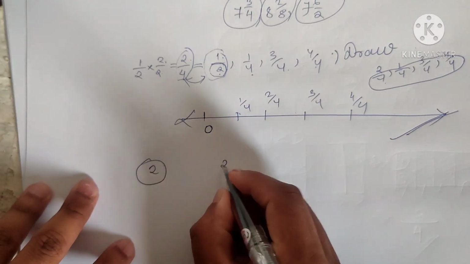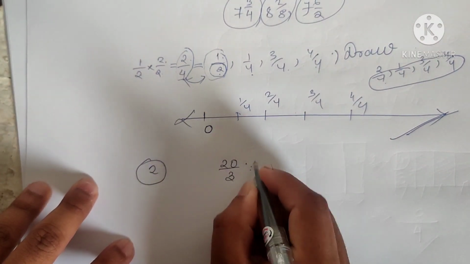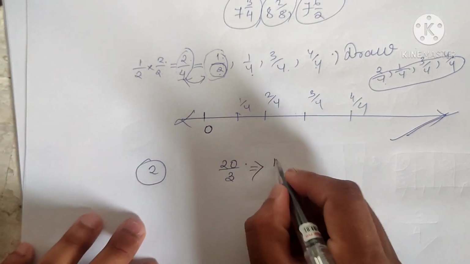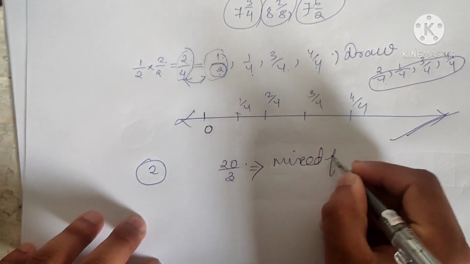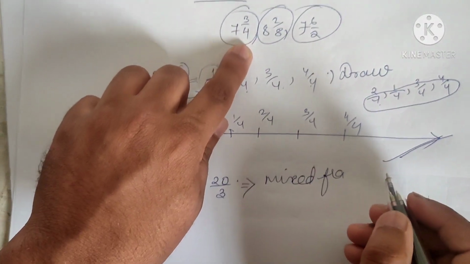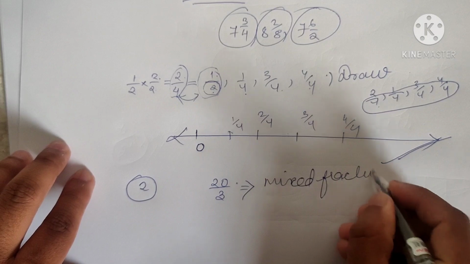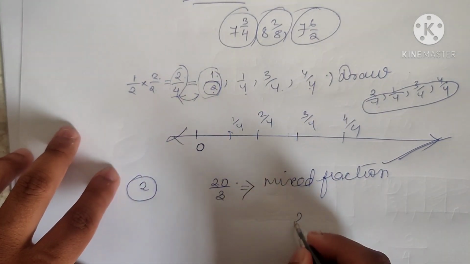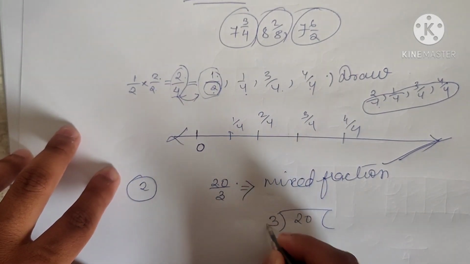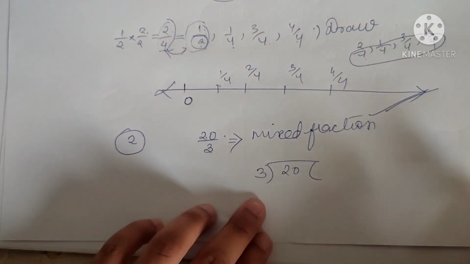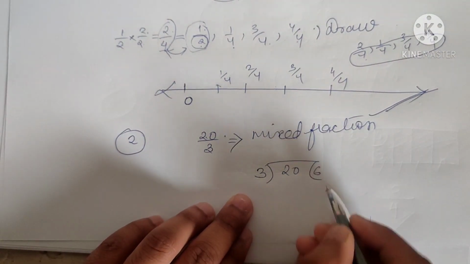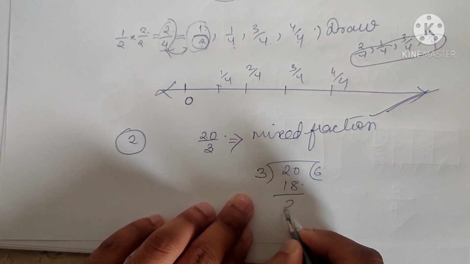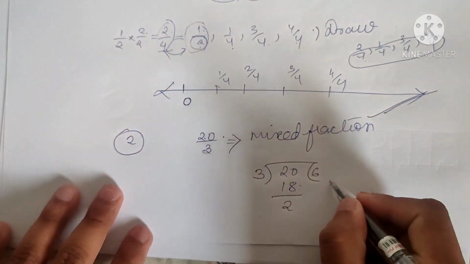Now 20 by 3. It is saying to express the following as a mixed fraction. You know what a mixed fraction is? In this type of form we'll write the given thing. So what you have to do is divide 20 by 3. 3 sixes are 18, isn't it? And then the remainder is 2.